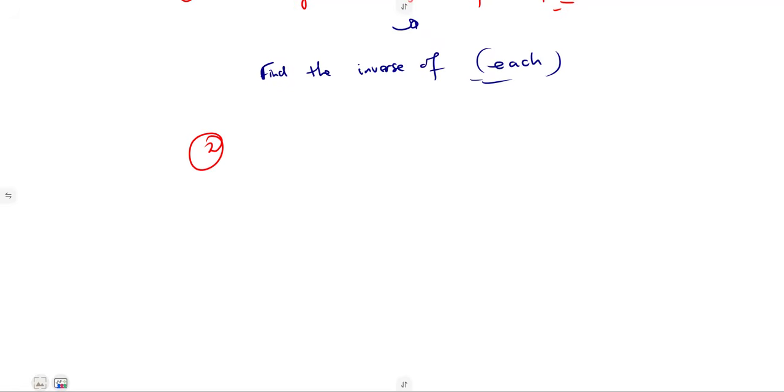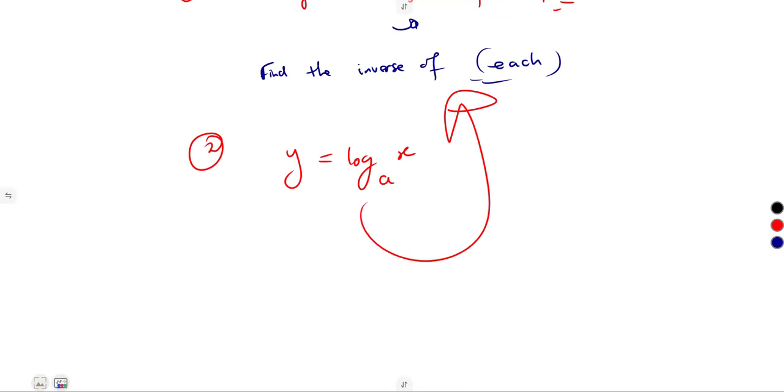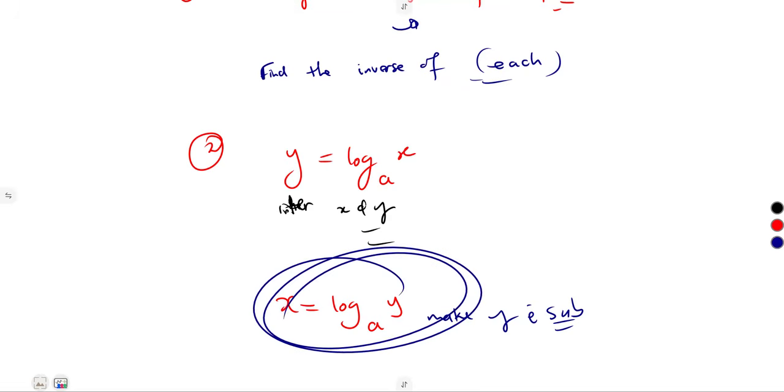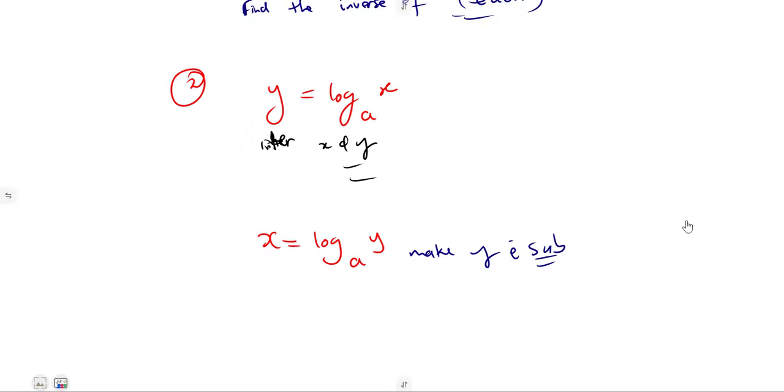All right, let's say we're given a logarithmic function, y is equal to the logarithm of x in base a, like that. We want to find the inverse of this graph. Remember, the first thing is to interchange x and y. So now x is equal to the logarithm of y in base a. Then from there, we are supposed to make y the subject. How can we make y the subject of the formula from a logarithmic function? How is that possible?